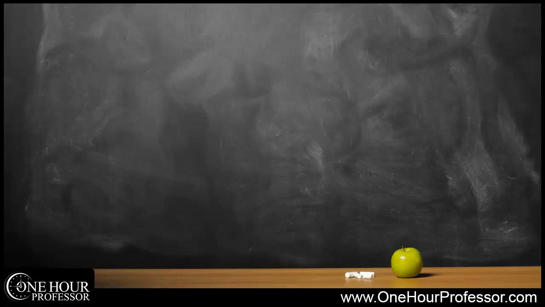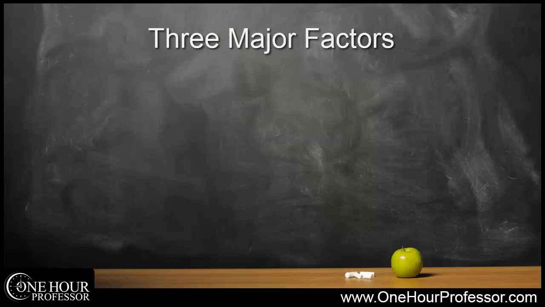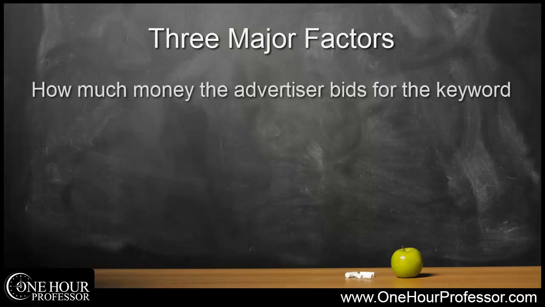In order to determine the best ad for the user, search engines look at 3 major factors. First, and not surprisingly, the search engine will look at how much money each advertiser is willing to bid for that particular keyword. Obviously, the higher the bid for a keyword, the more likely the ad will be seen.